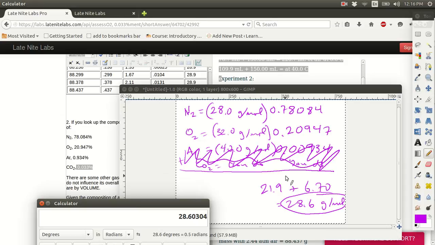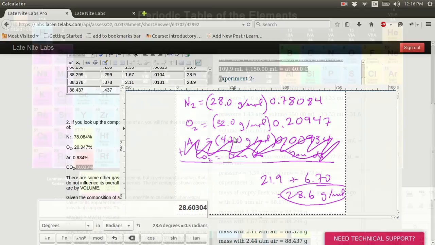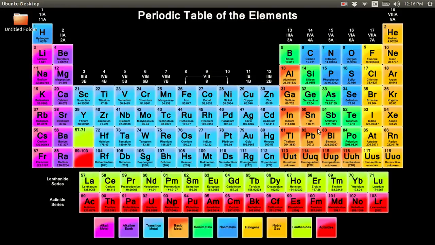Now I know what you're thinking. You're thinking, how do I find this number? How did I get 28? How did I get 32? How did I get 40? And for carbon dioxide, how did I get 44? If 44 is indeed what carbon dioxide's molar mass is, I'll let you figure that out. But let me show you how to figure it out. For nitrogen, nitrogen is N2. It's two of these guys, 14 plus 14, 28. Oxygen is O2.